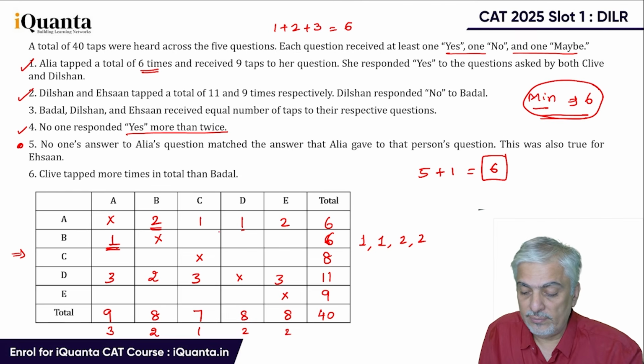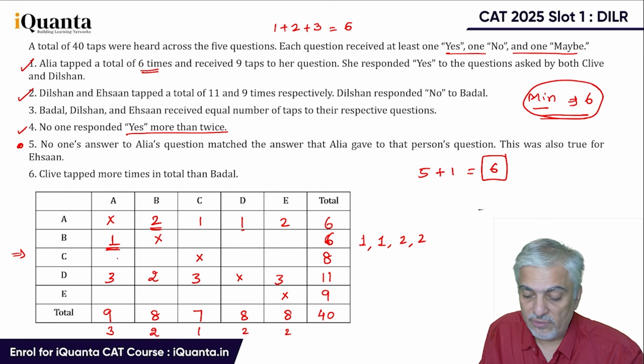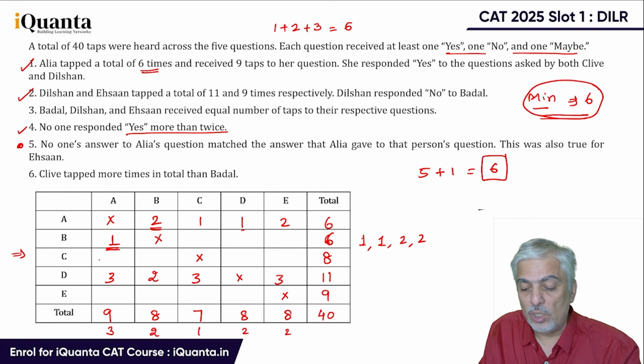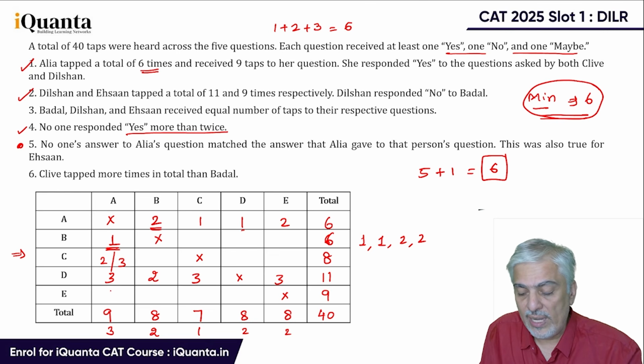Now let's look at the same with Alia and Clive. Alia has given 1 to Clive, so Alia cannot give 1 over here, which means it can give 2 or 3. This can be 2 or 3. Alia cannot give 2 to Ehsan either. So Ehsan will have to get something except 2. Now, can it get a 1? No, because already 1, 1 is gone.